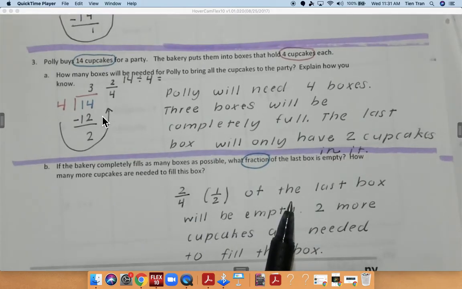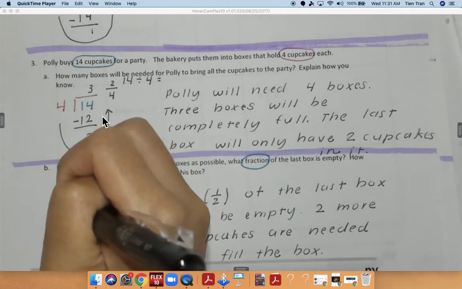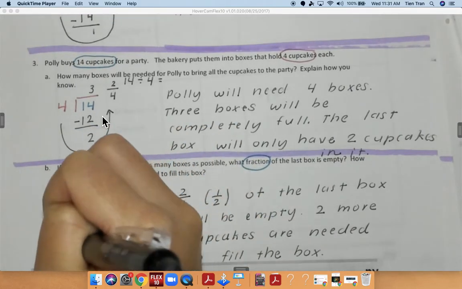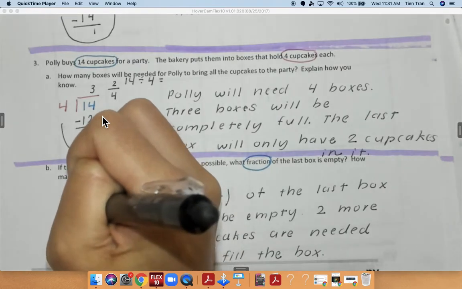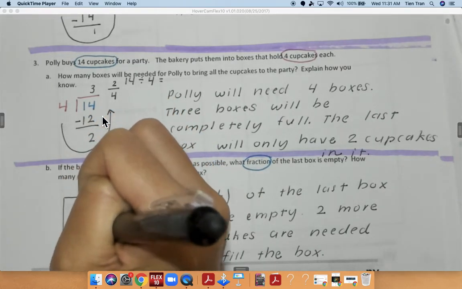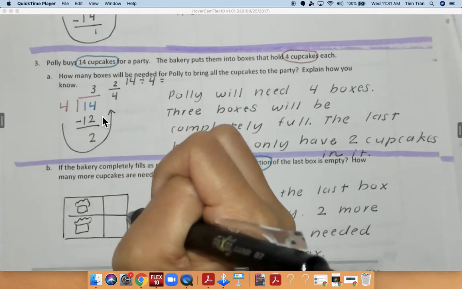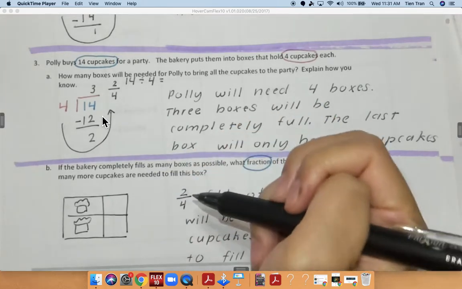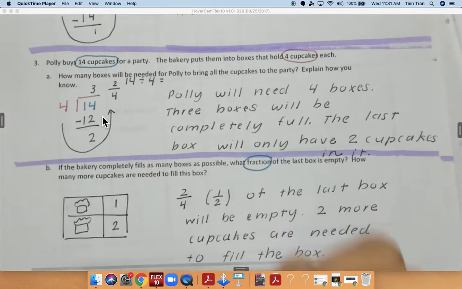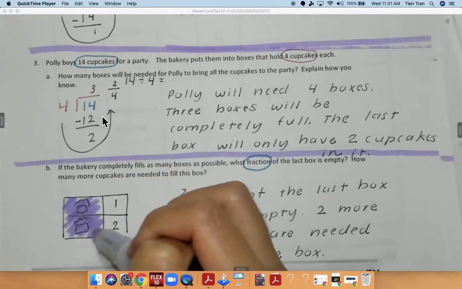So they're asking you here, how many more do I need if there's 2/4, right, of the last box that is full? So this is what the last box looks like. I'm going to draw you a visual to see it. So we have a cupcake right here, and we have a cupcake right here, okay? And looking at this, there are 2 empty spaces, 1, 2. Those are the empty spaces. What's already being filled are these 2 spaces right here.